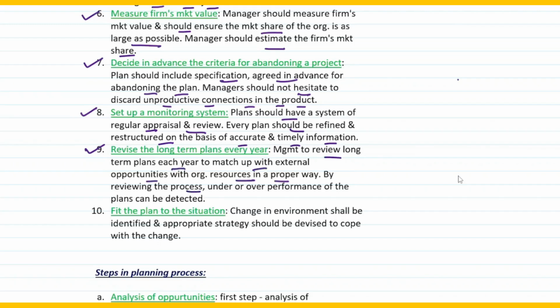By reviewing the process, under or over performance of the plans can be detected. So what's the purpose of reviewing every year? If there is any underperformance or overperformance, that basically can be detected, right? So that's the main purpose of planning.